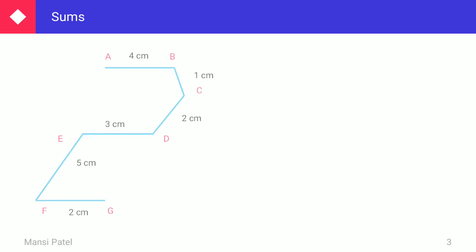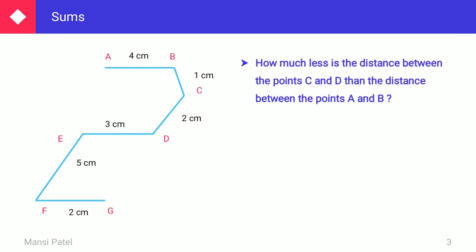Let us see one more question regarding this figure. How much less is the distance between point C and D than the distance between point A and B? Here they have given two pairs of points, C and D, and A and B, and they are asking how much less the distance is. In this they are doing a comparison.